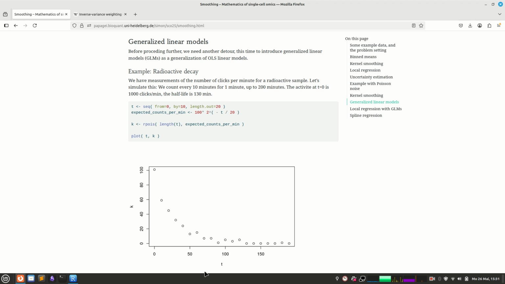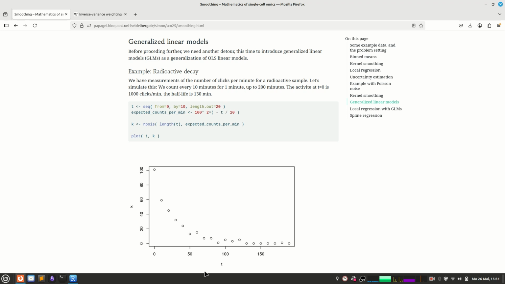So t is in hours, this here is minutes. It's not that our Geiger counter sits there all the time, but we put the Geiger counter at a certain time point, wait for a minute, then we go home. An hour later we come again, put the Geiger counter, count for a minute, go home again, and so on.